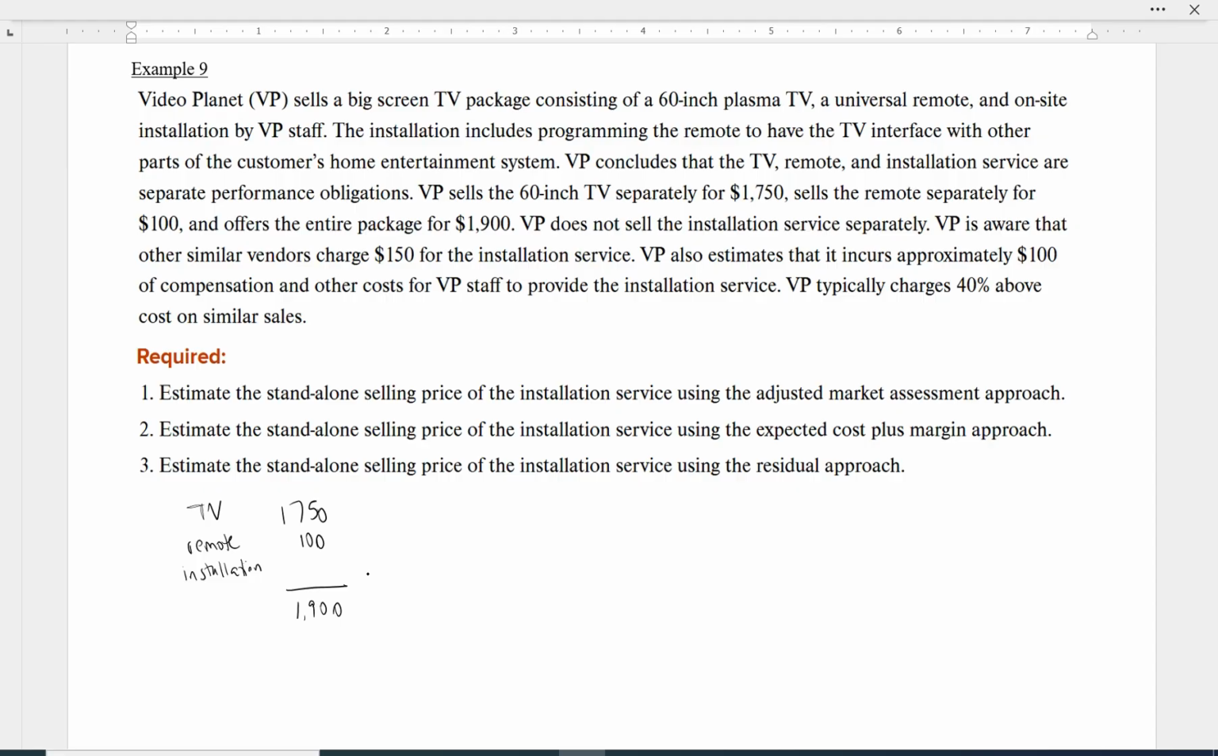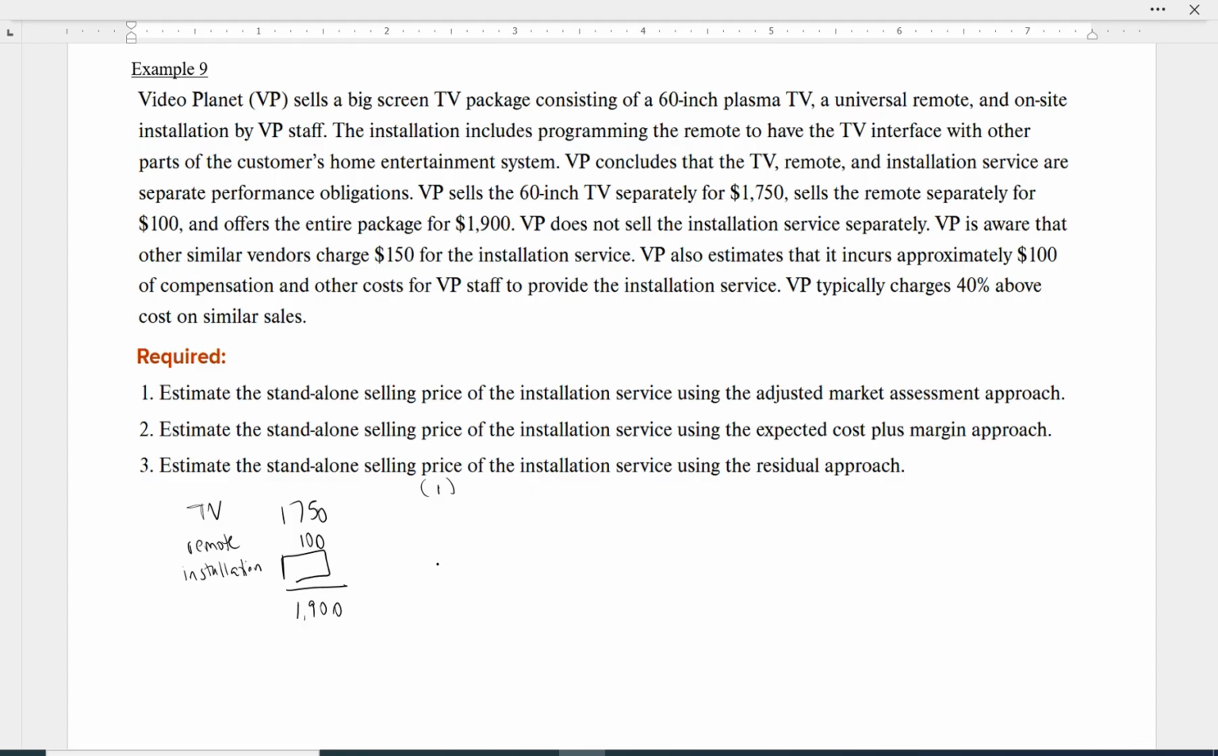The company does not sell the installation service separately. Other vendors charge $150. The company estimates it'll incur $100 of compensation, so the cost of producing it is about $100, and they charge about 40% over cost. Let's look at 3 different options. Estimate the standalone selling price of the installation service.